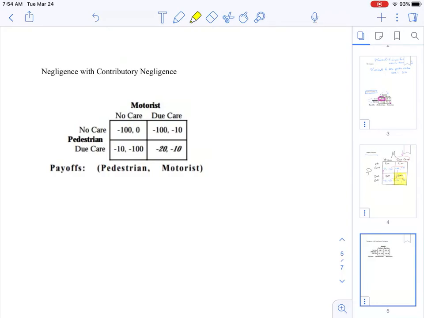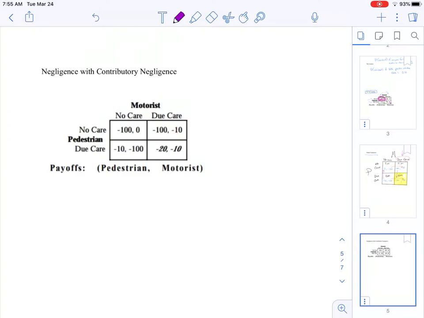Now, what if, we're in the bottom right, the motorist does exercise due care. The pedestrian also exercises due care. In this case, there is a $10 avoidance cost, right? The cost of exercising due care is $10 to each of them. There's still a 10% chance of an accident. That expected $10 accident cost falls on the pedestrian because under negligence, the motorist did exercise due care, and so he cannot be held liable for those damages to the pedestrian. So those are the numbers in our payoff cell.